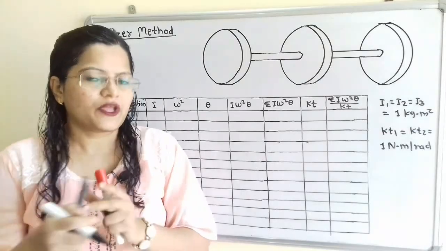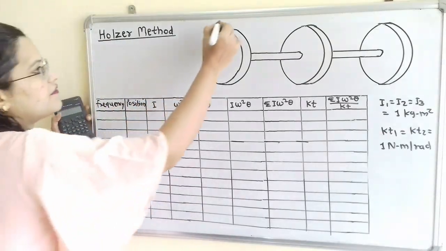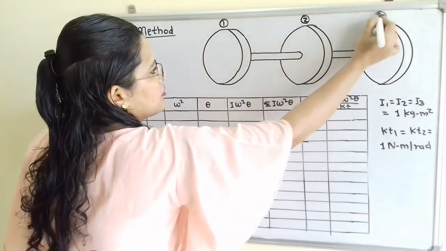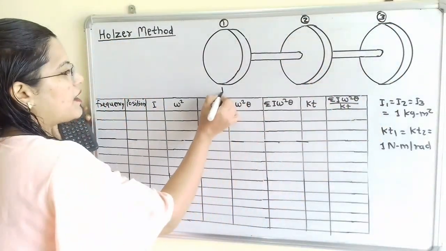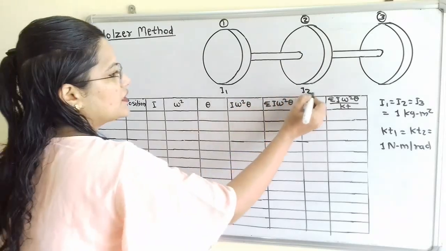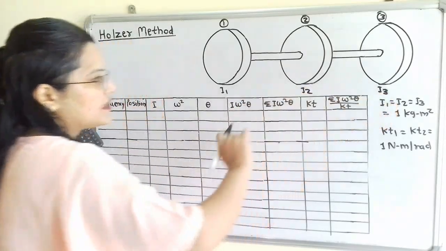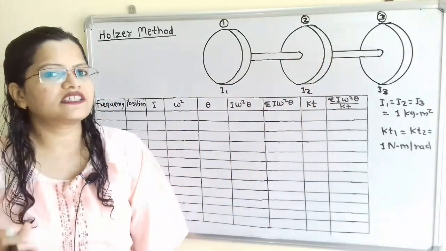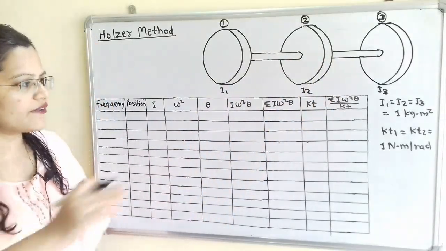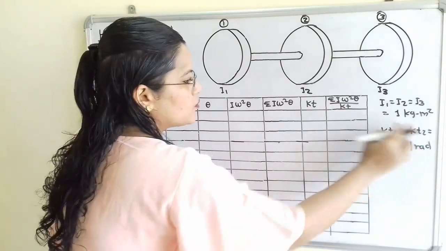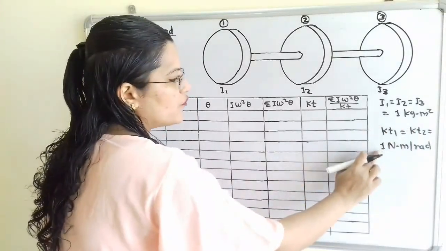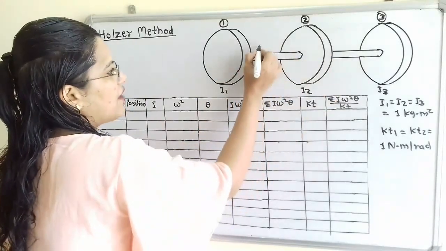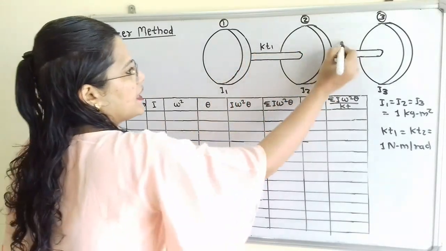kilogram meter square. So we will consider this is the first rotor, this is second rotor, and this is third rotor. So we will mention here the mass moment of inertia for each rotor. Now in between these rotors there are two shafts, and the shaft stiffness is also given. Kt1 is equal to Kt2, which is equal to 1 Newton meter per radian. So we will mention here the shaft stiffness as Kt1 and Kt2.